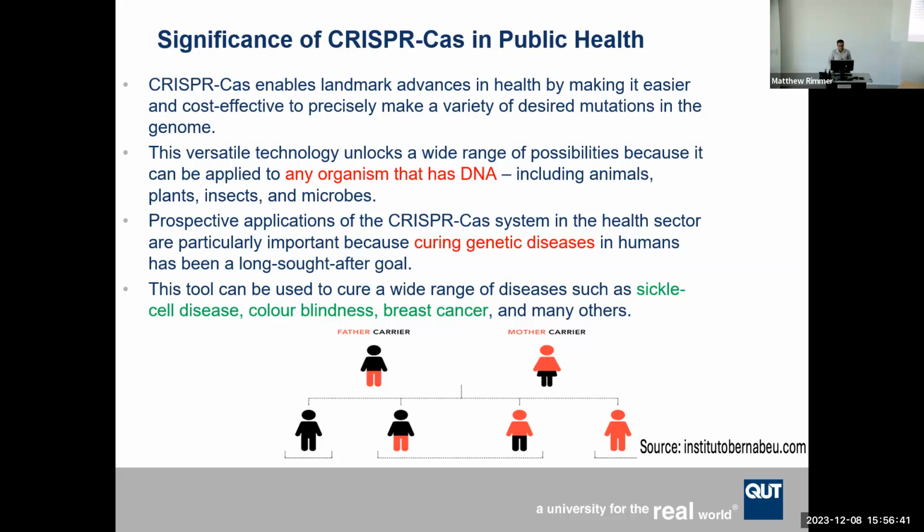Prospective applications of the CRISPR-Cas system in the health sector are particularly important because curing genetic diseases in humans has been a long-standing challenge. It has been a long sought-after goal to cure genetic diseases. So this tool can be used to cure a wide range of diseases such as sickle cell disease, color blindness, breast cancer, and many others.